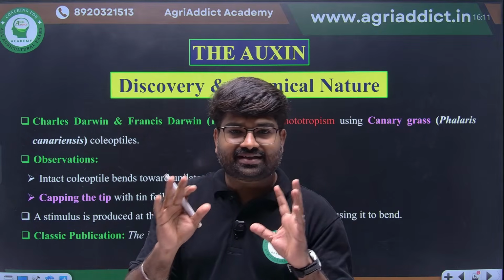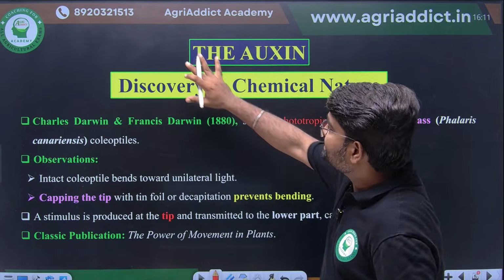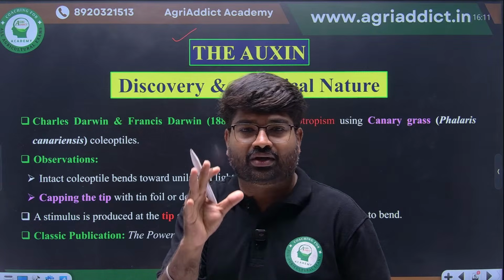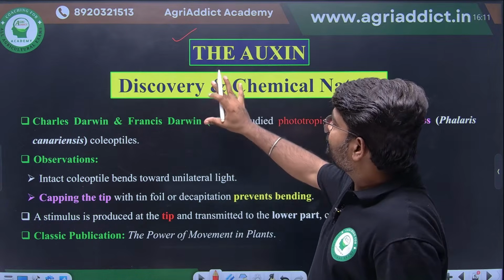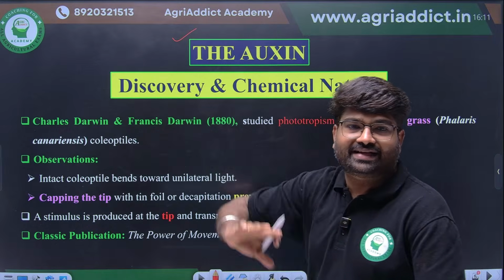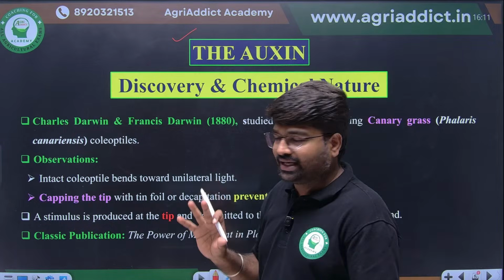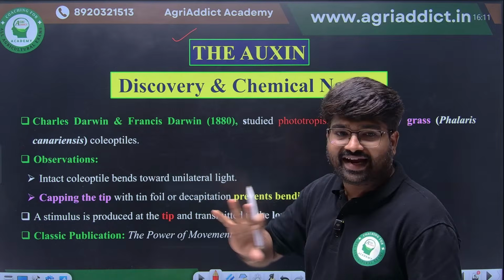Okay, it's a marathon revision class. First synthesis or first discovered plant hormone is what? Auxin. Okay, we are going to see about the discovery and chemical nature of this hormone. First we will see the scientists' contribution.